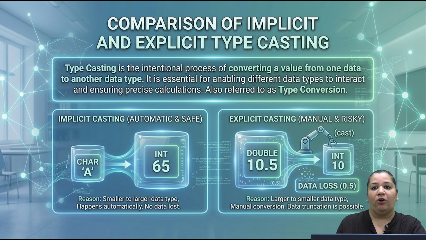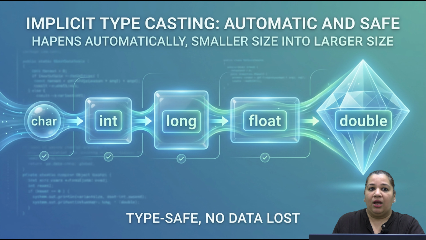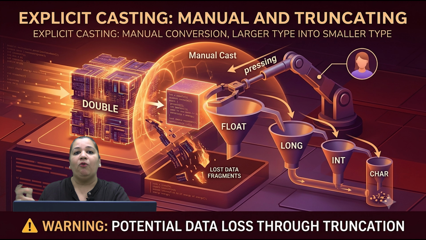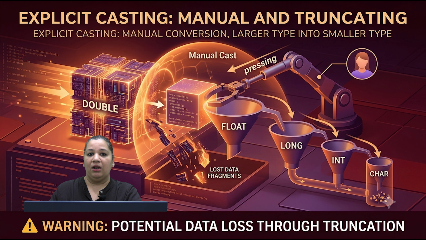Now there are two types of typecasting. One is implicit typecasting and the other one is explicit typecasting. Now in implicit typecasting, it is automatically done. We don't have to use the typecasting operator. So basically implicit typecasting means converting a smaller data type into a greater data type. Now what do you mean by explicit typecasting? It means the conversion from a larger data type to a smaller data type.